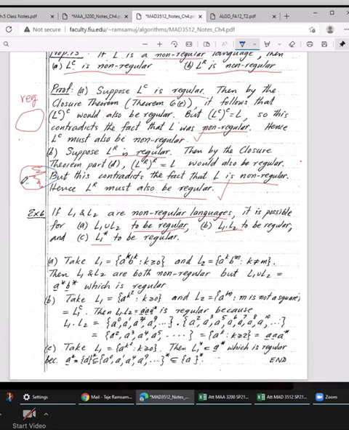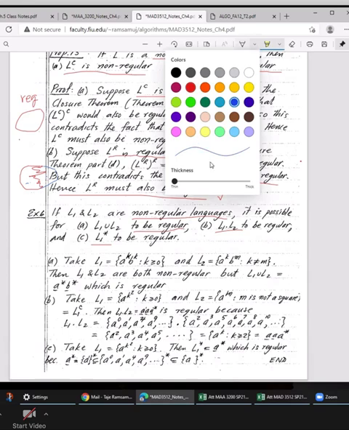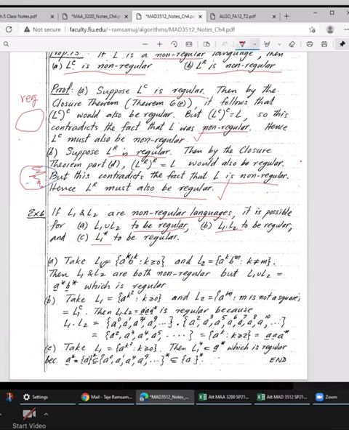So here, I want to give you an exact example. Basically I said L1 union L2 could be regular. How? Okay, let's take red again. Well, let us take L1 to be this. We know L1 is regular. L1 is this. So that is L1.